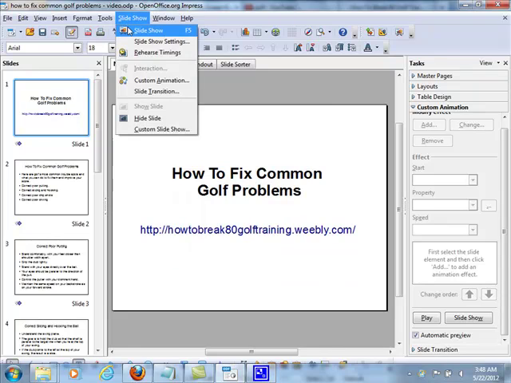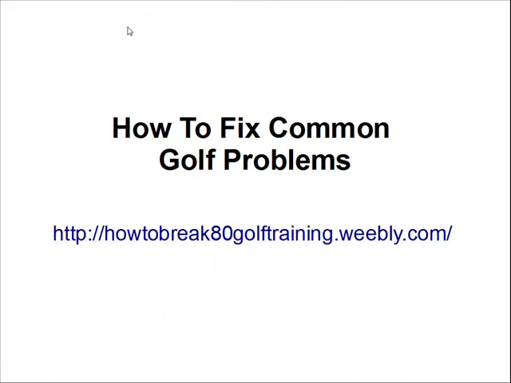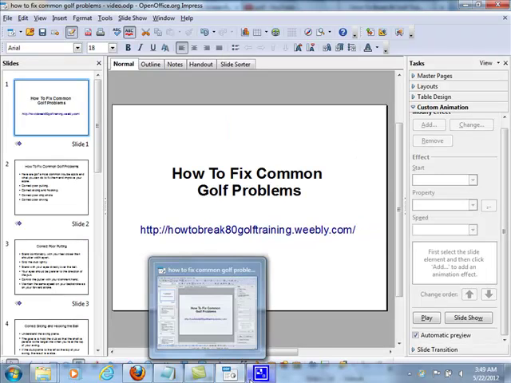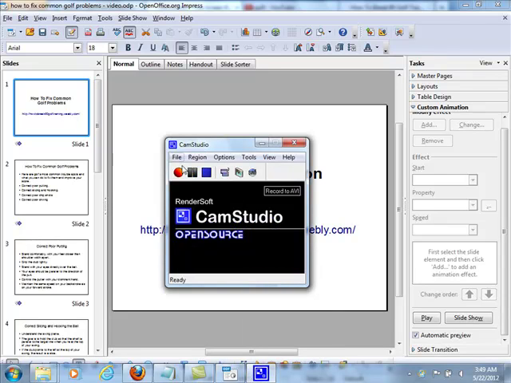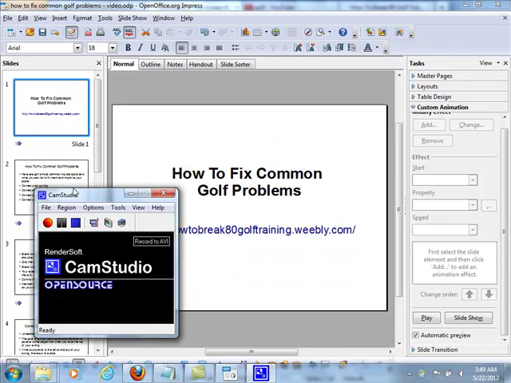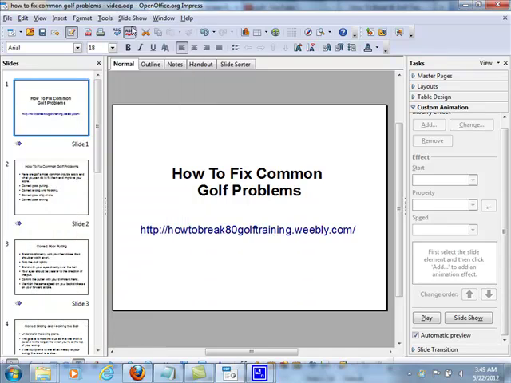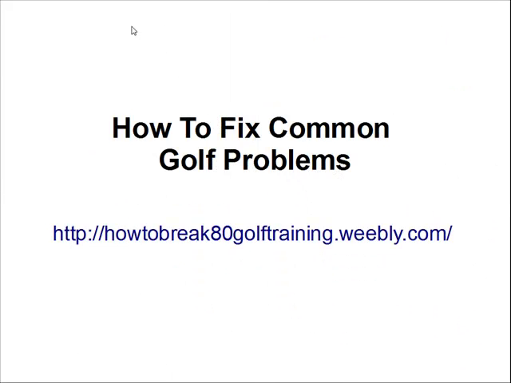So what you're going to do is start your slideshow, and you don't need to worry about the opening introduction here. So what we want to do here is get Cam Studio there, ready to go, and we're just going to choose full screen recording. And then what we're going to do here is just choose record. So we're going to start the slideshow and then hit record. And what you're going to do now is just read. So we're going to say, how to fix common golf problems.